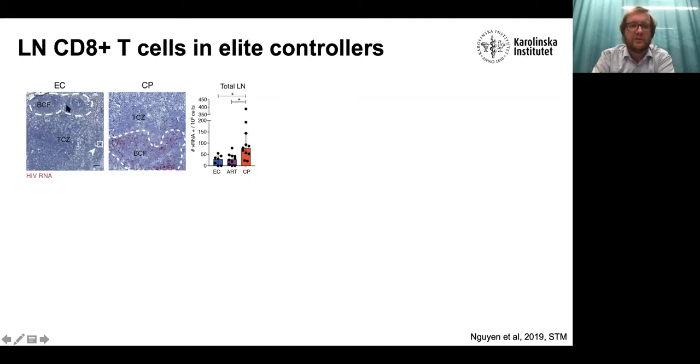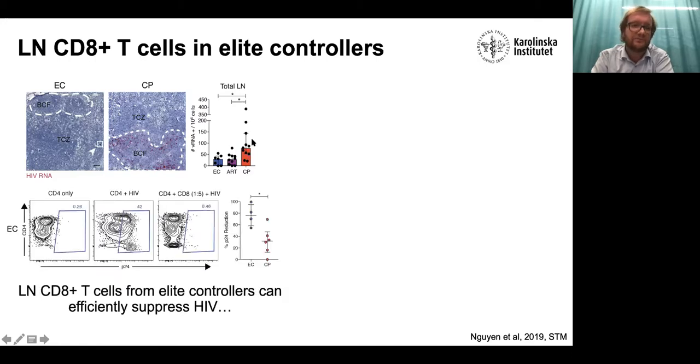And while you see very few dots here which are present with HIV RNA, you really don't see it, and you don't see it really in the B cell follicles. You do see it, on the other hand, in chronic progressors here, termed CP. So really the levels of HIV RNA per million cells seem to be quite similar in lymph nodes in elite controllers versus ART, but much higher, of course, in people not controlling the infection.